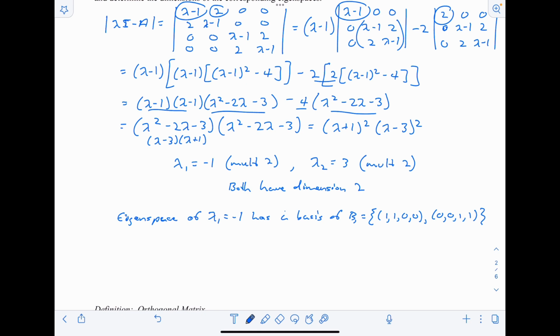And then for lambda 2 equaling 3, it has the basis of B2 given by 1, negative 1, 0, 0 and 0, 0, 1, negative 1. So again, 2 vectors, dimension of 2. If you want to take the time to go through and calculate those, verify that those are actually the bases, you are free to do that. All right, but let's move on here.